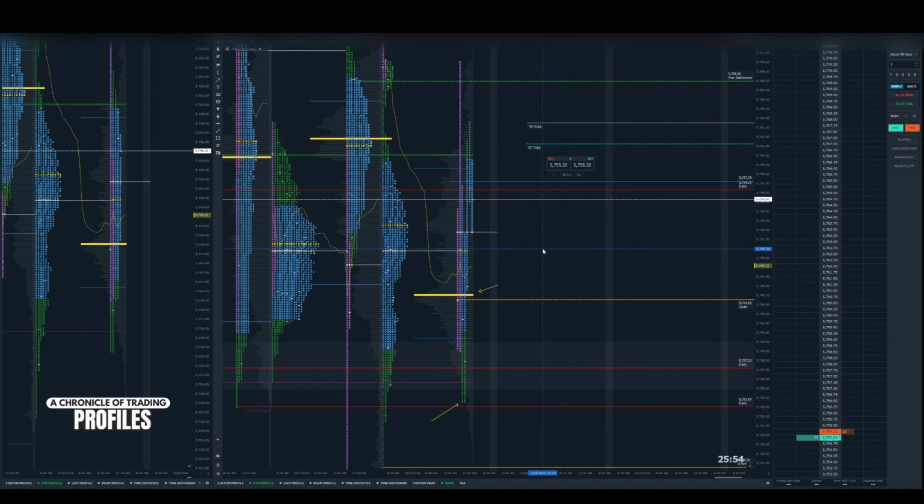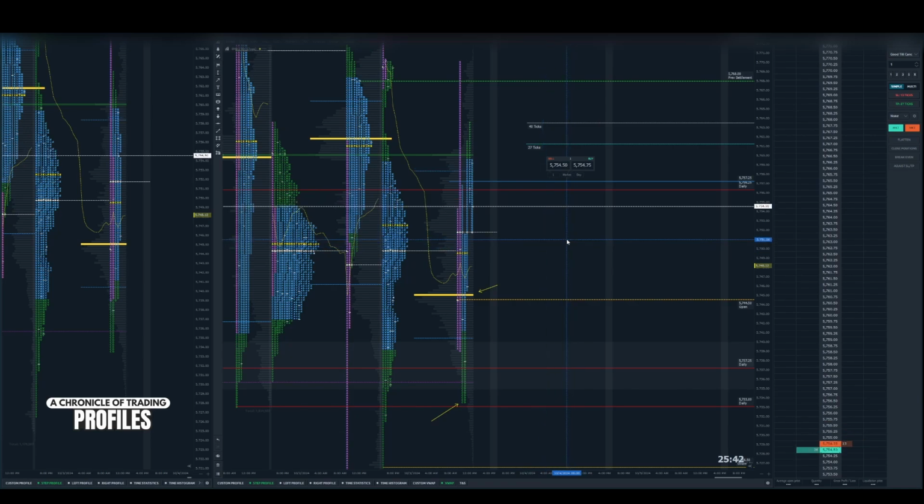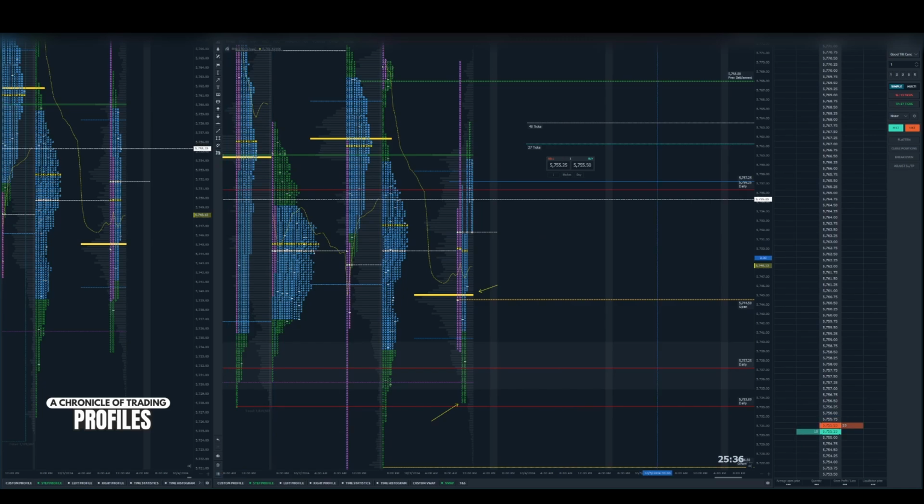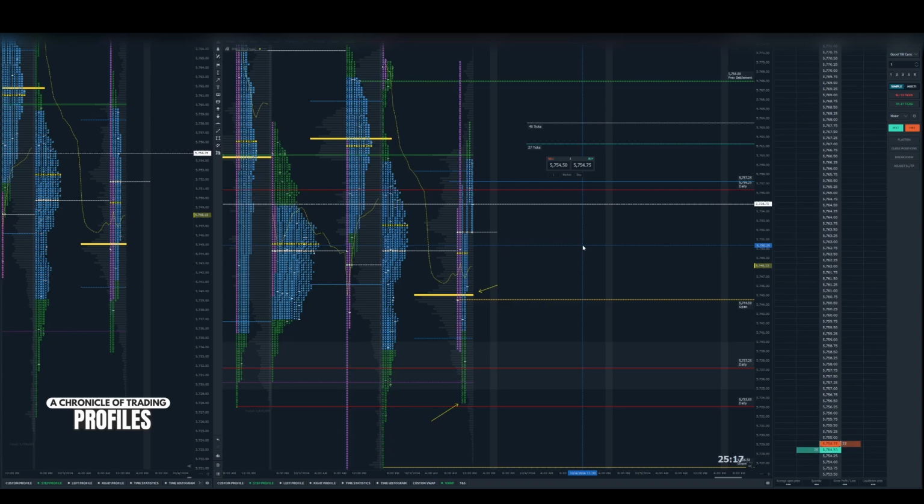Then the next area I would be looking at is that POC. That's also where the open is with that orange line. And then you did have that poor low at the bottom, so I was keeping an eye on that. Once this bounces up here, I get in.